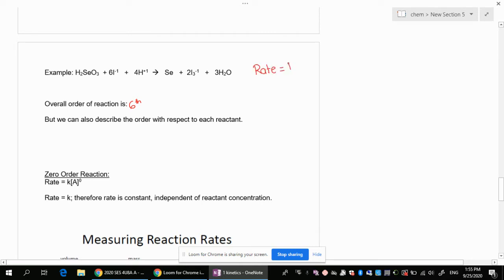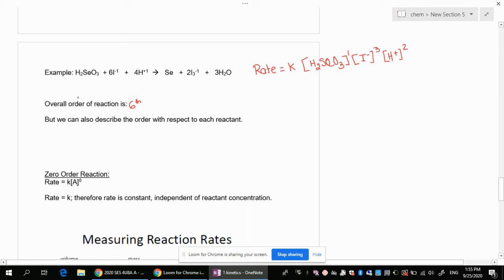So the rate law equation that was determined experimentally, and I'll keep stressing that word, was the following. So the H2SeO3 is found to be first order. The iodide ion is found to be third order, and the acid proton is found to be second order.